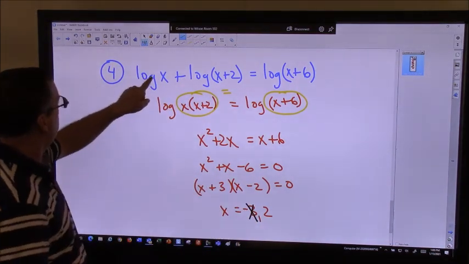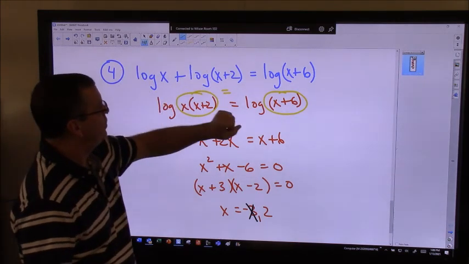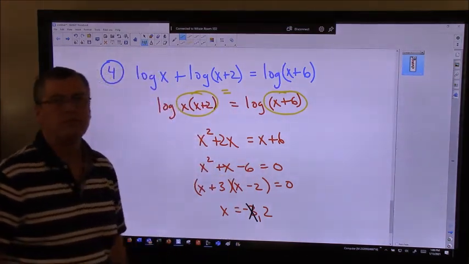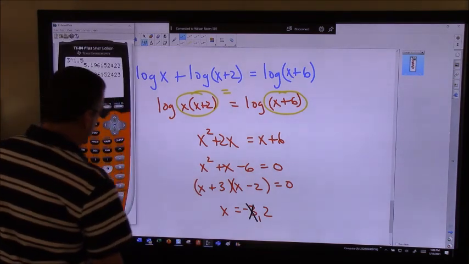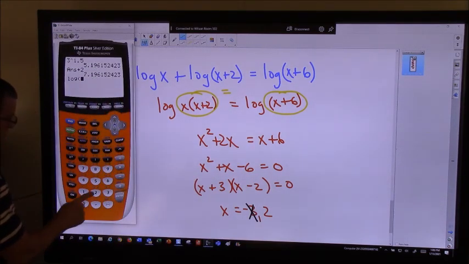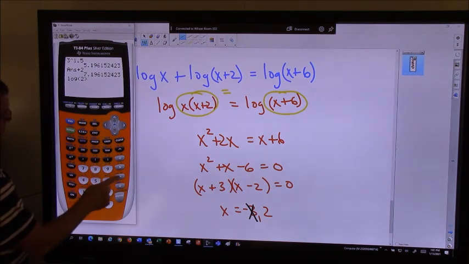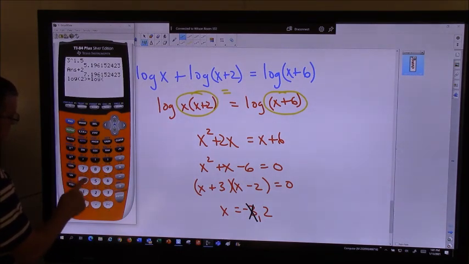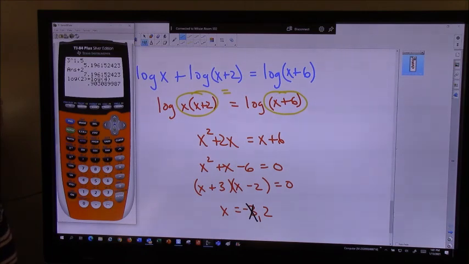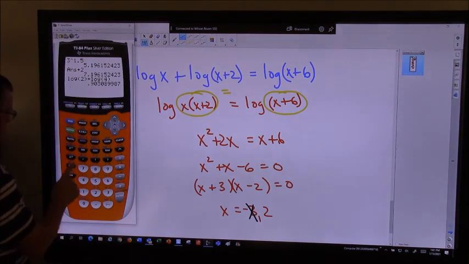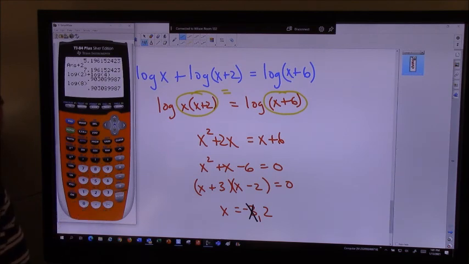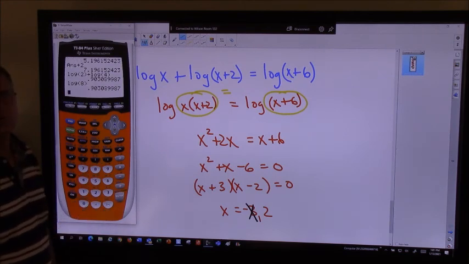And I better check 2 also. Okay, if I plug a 2 in, I've got log of 2, that's good. Log of 4, this will be log of 8. And if you really want to know if those two things are equal, you can grab your calculator and go log of 2 plus log of 4. Hit enter. Okay, there's what I get. And over here, do log of 8. So log 8, same answer. Yeah, they're equal to each other.